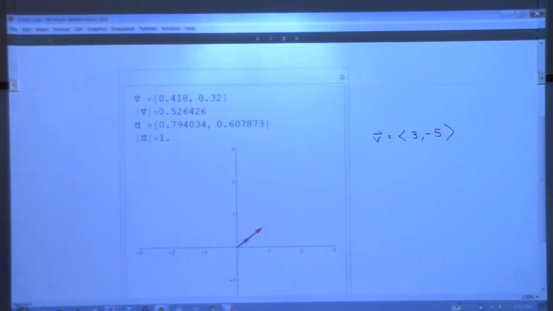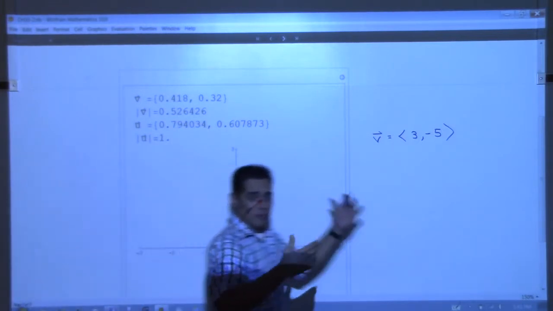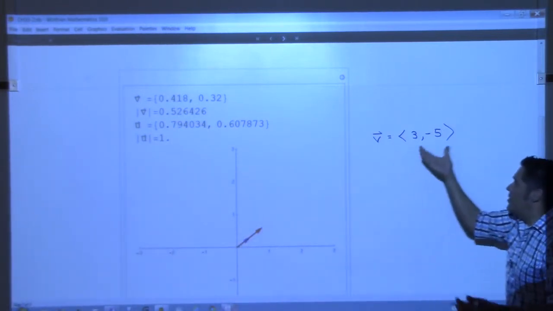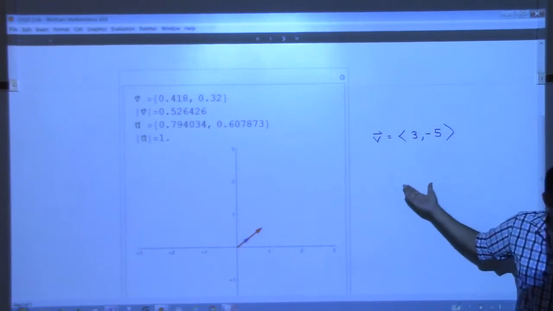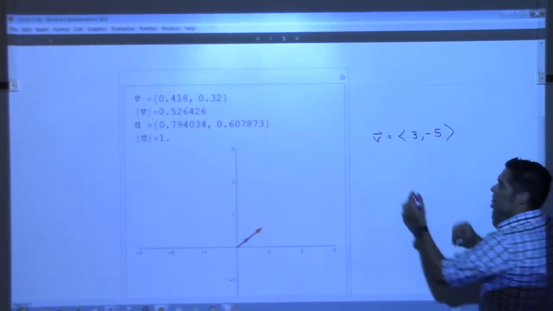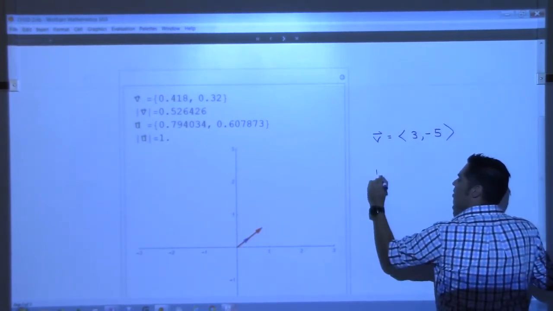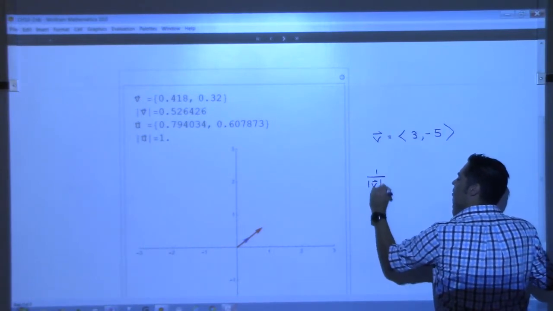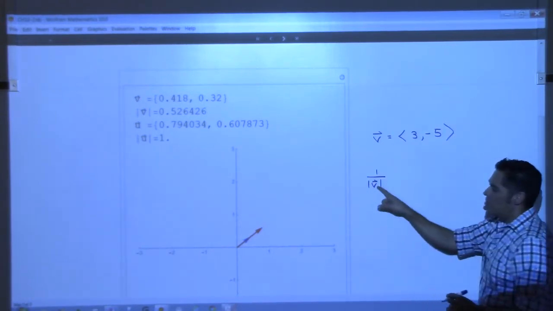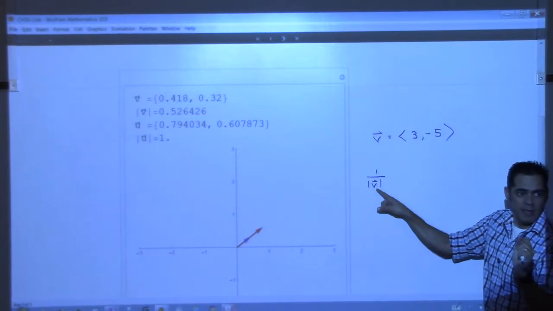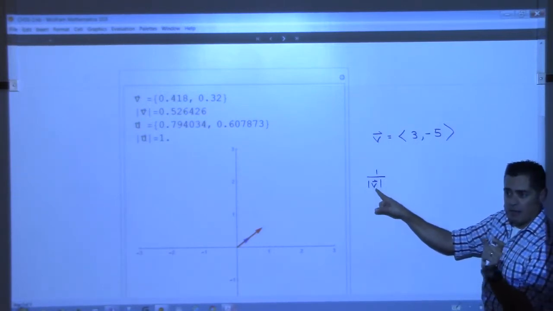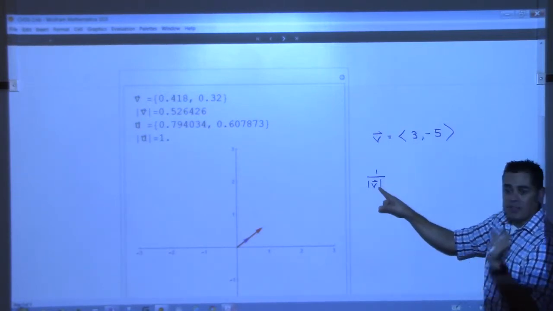I'm hoping everyone follows that. But this vector has a length, right? It has some length. Let's just say the length of that is the magnitude of v. Agreed? So if I take 1 over the magnitude of v, and 1 over the magnitude of v is a scalar, because the magnitude of v is a number, right? That's how long it is. 1 over that is still a number.